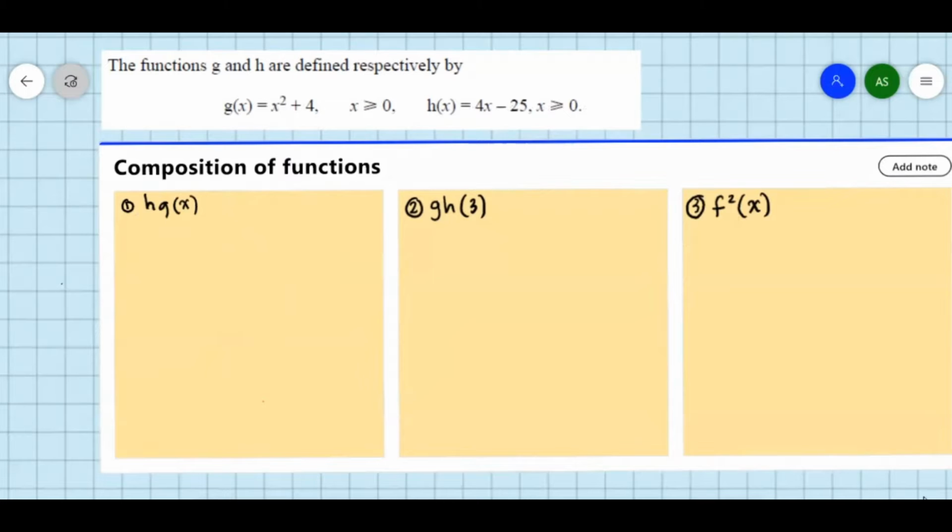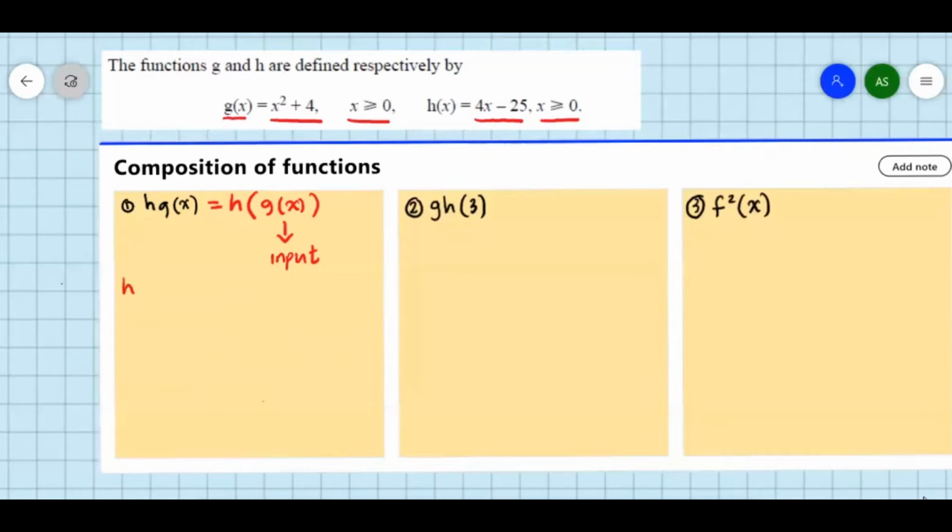Now let's have this example. You're given a function g of x, which is x squared plus 4 for values of x greater than or equal to 0, and h of x is 4x minus 25 for values of x greater than or equal to 0. This time we're looking for hg of x. This means h of g of x. In other words, your g of x is now the input. We are putting g of x as an input of your h of x.